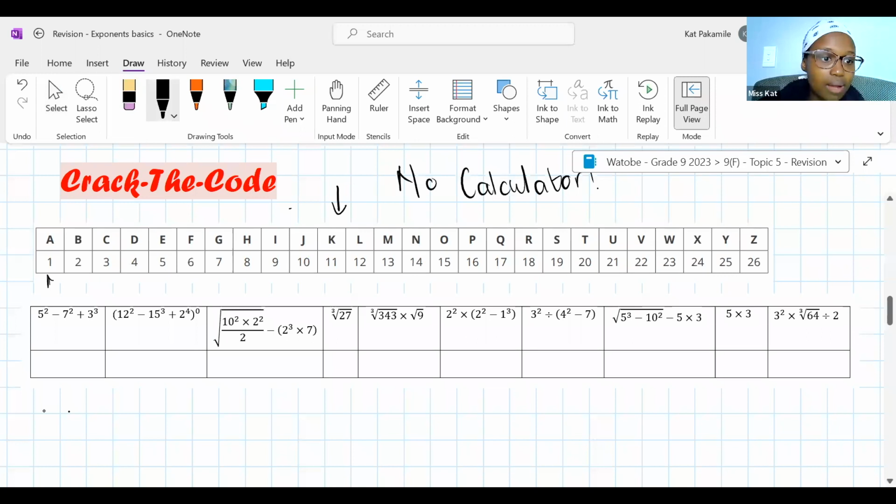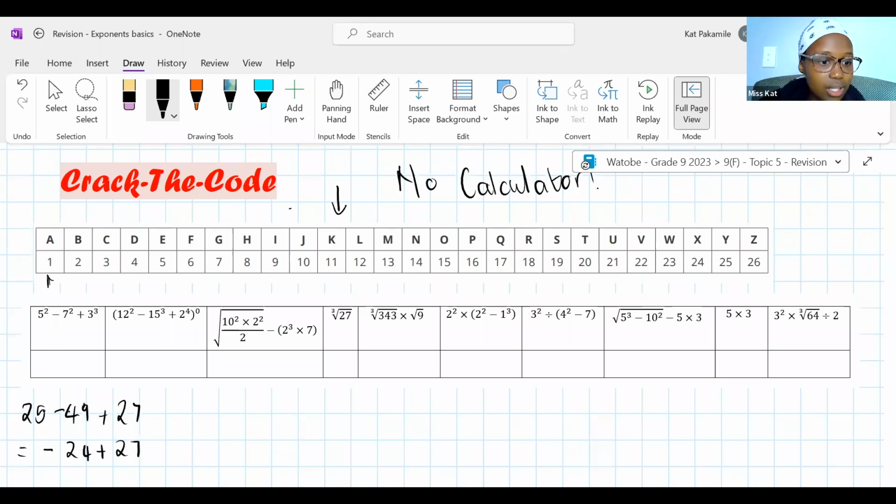Okay, so now if you're going to take 5 squared, that is 25, minus 7 squared, which is 49, plus 3 cubed, which is 27. Now we're going to have to add these. So if you say 25 minus 49, that should give you negative 24 plus 27.